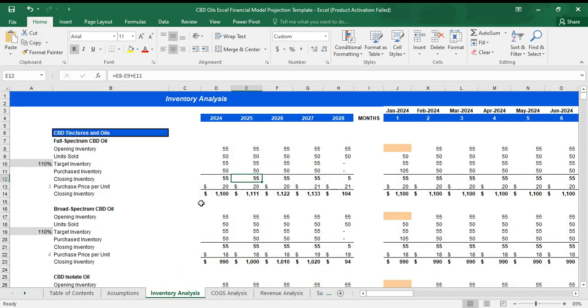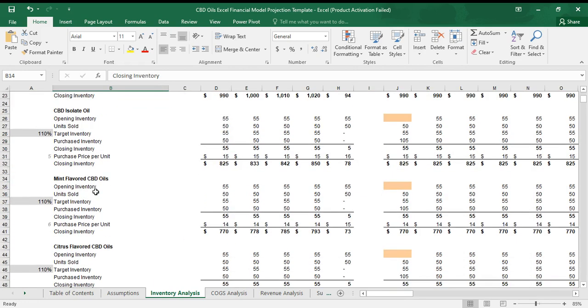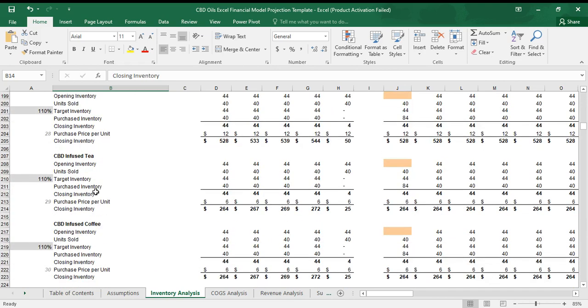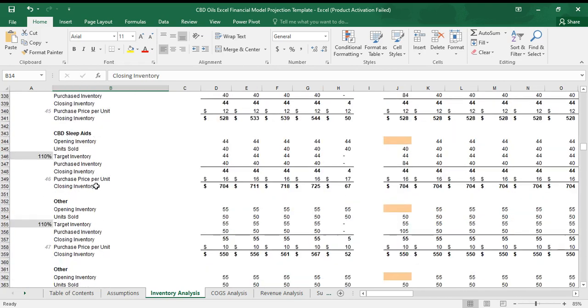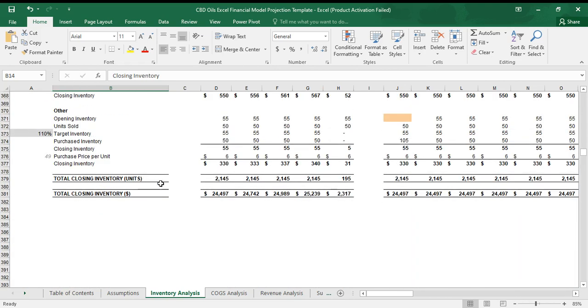Next is the inventory analysis sheet. Here we have calculated the closing inventory figures for each of the products, both in dollars and in units. And at the very end of the sheet, we have calculated the total closing inventory figure both in units and in dollars.